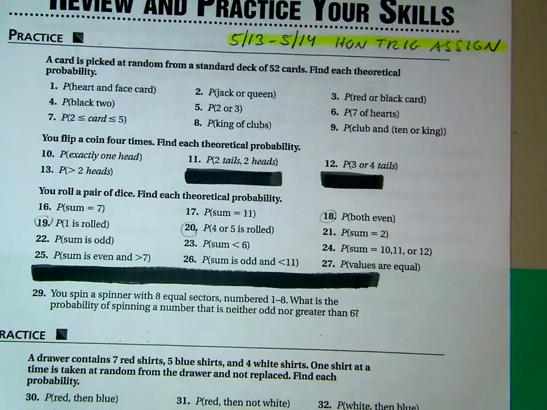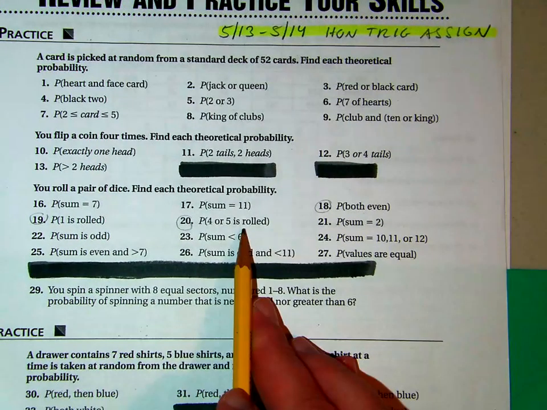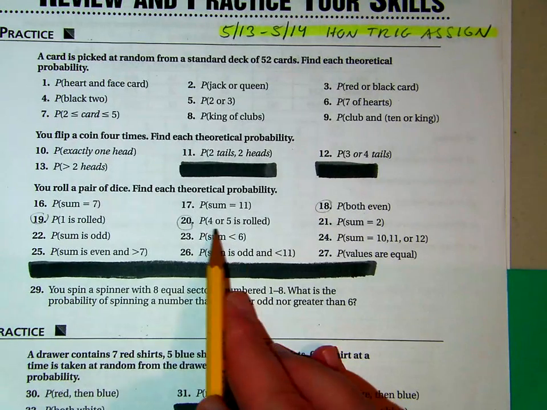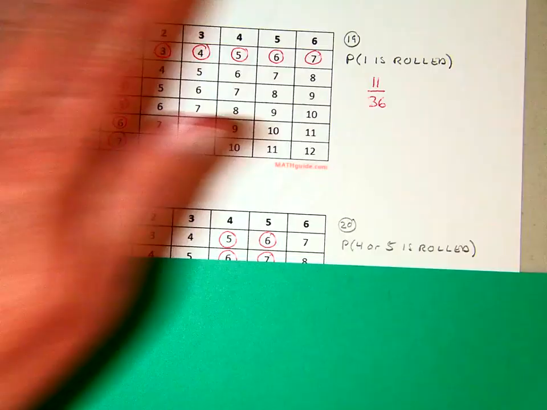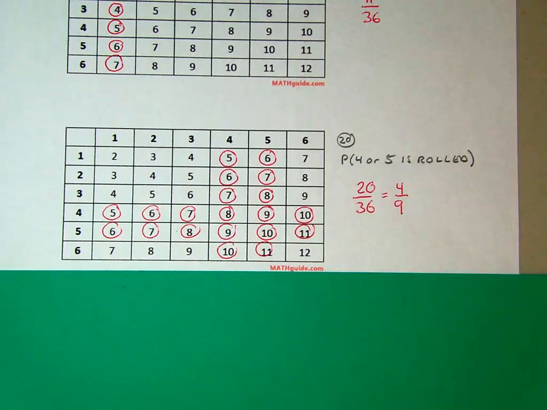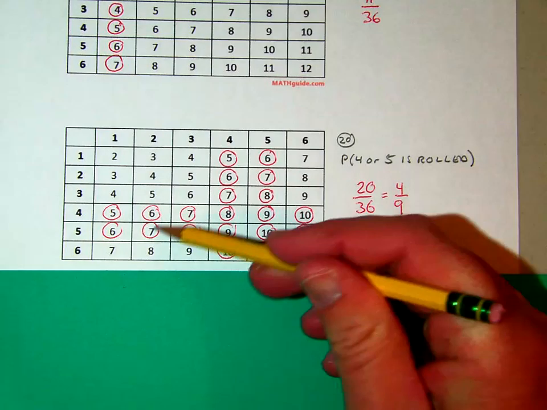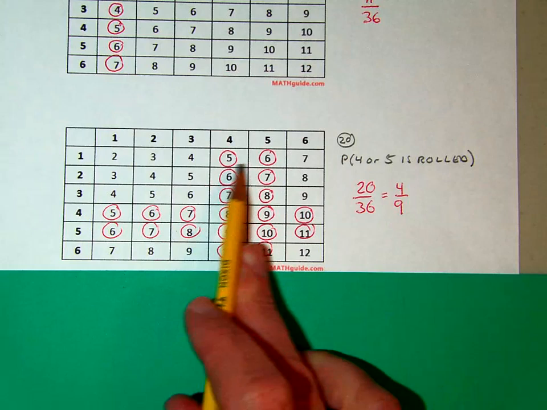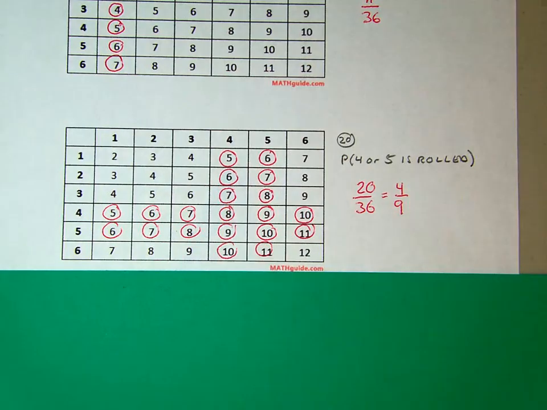Okay, final one from this group, a 4 or 5 is rolled. Again, it's not referring to the sum being 4 or 5. This worksheet is very specific about when they're referring to the sum. This means that an actual one or both of the dice have a 4 or 5 showing on their faces. So what I did is identified all the times where this occurs. So all of these going across represent 4s or 5s. All of those going down represent 4s or 5s. Count up how many of those circles we have. 20 of the 36 possibilities represent one or both of the dice being 4s or 5s, and that reduces to 4 out of 9.